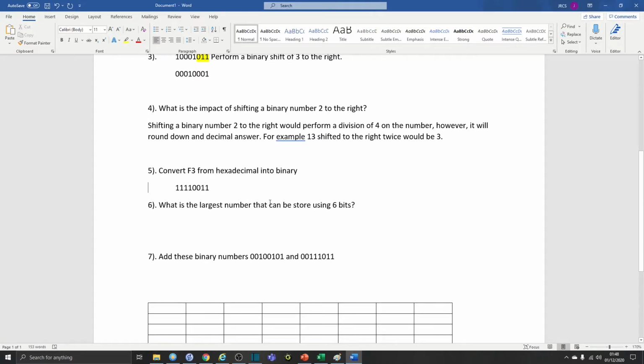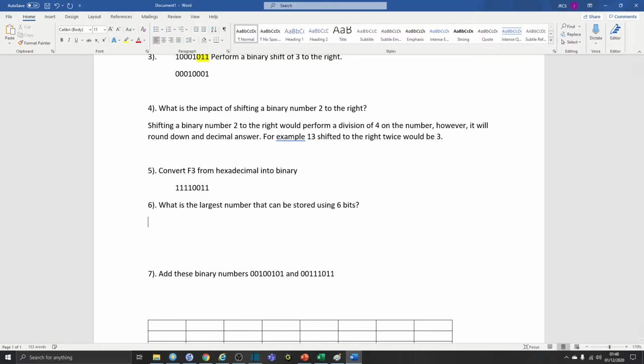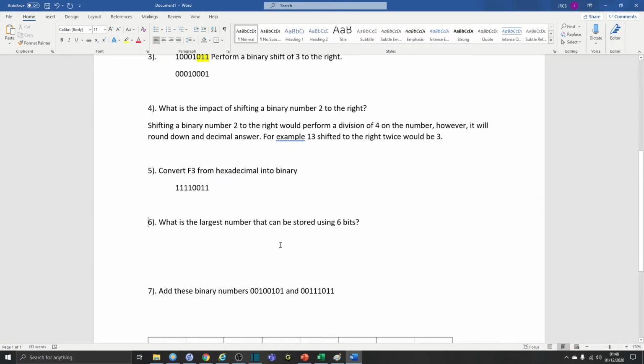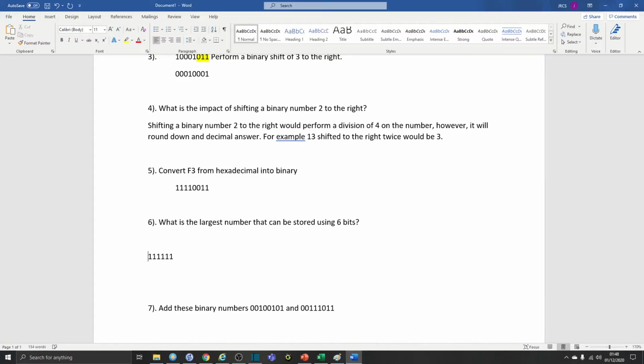What is the largest number that can be stored, good English, using 6 bits? So this is another way. This is sort of similar to this question up here, but the other way around. So all you've got to do there is just write out 1, 1, 1, 1, 1, 1, and then add it up. Okay? So it's not difficult.